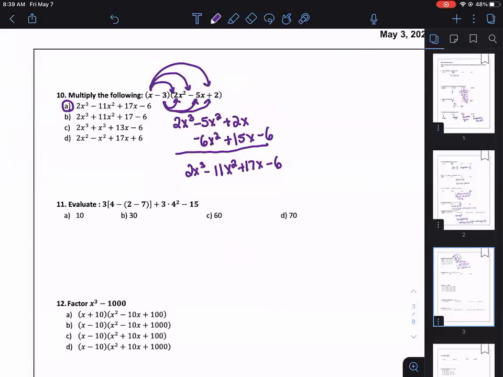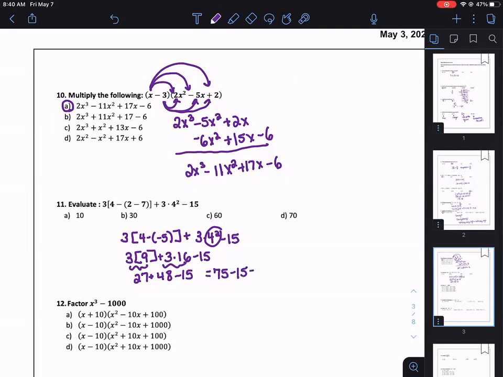Another order of operations, so we will deal with what's inside the bracket first. So combining the 2 and the -7. Inside the bracket, we will get +9. We can also evaluate this exponent as 16. So this is 27 plus 48 minus 15. 27 plus 48 is going to be 75. And 75 minus 15 is +60.